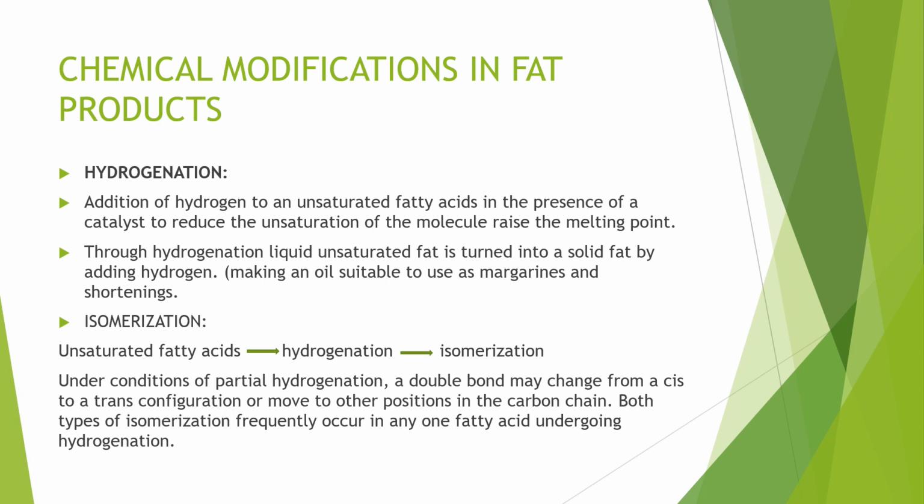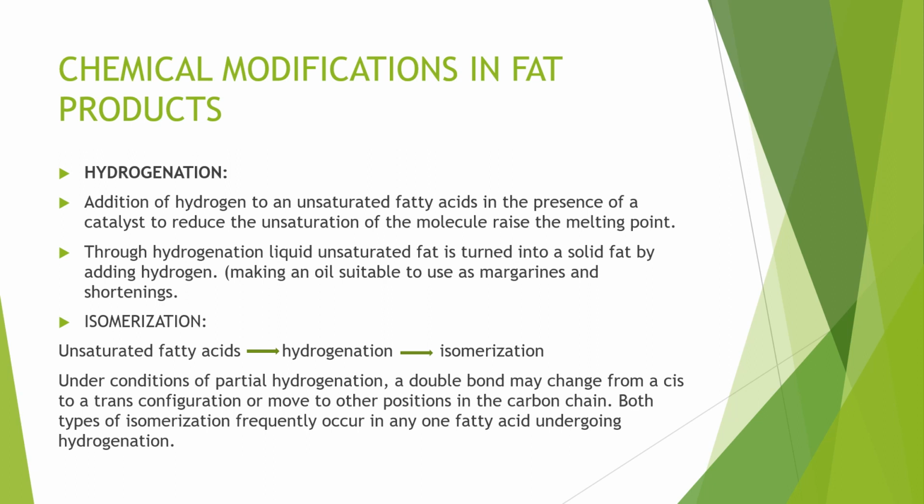It is done commercially to make the product so that it can be consumed by the consumer as per their need. Through hydrogenation, the liquid unsaturated fat is turned into a solid fat by adding hydrogen to it. When we need to eat margarine, which is a type of fat, we cannot spread oil over the bread and eat it. We need a comparatively solid form of fat which can be easily spread over the bread. So making an oil suitable for use as margarines and shortenings.